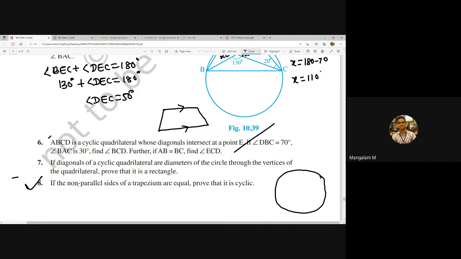Okay, so it is given that there is a trapezium in which these sides are equal. This side and this side are equal and this is parallel, right? So you have to prove that this trapezium is cyclic. Meaning, if the non-parallel sides of a trapezium are equal, then you have to prove that it is cyclic. So please solve this theorem.